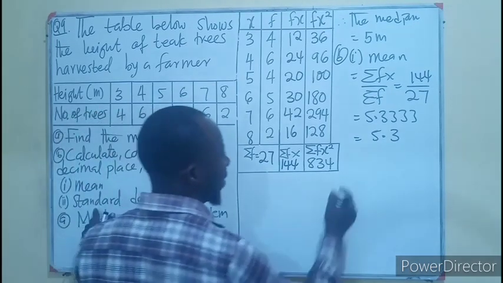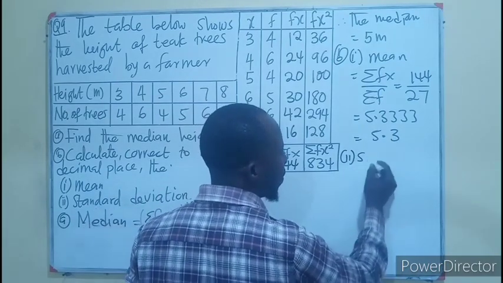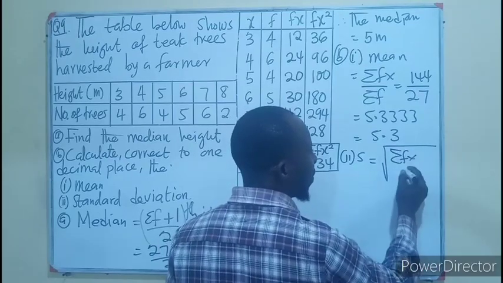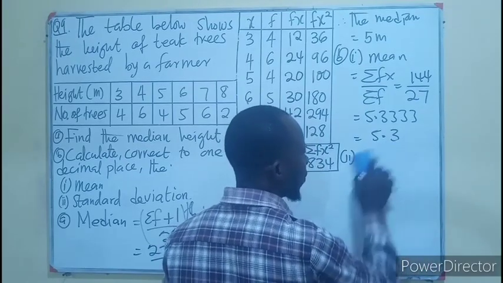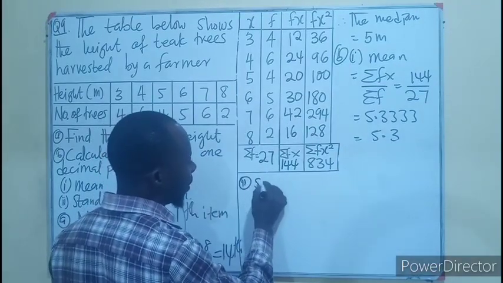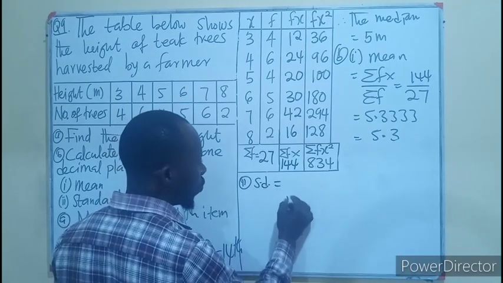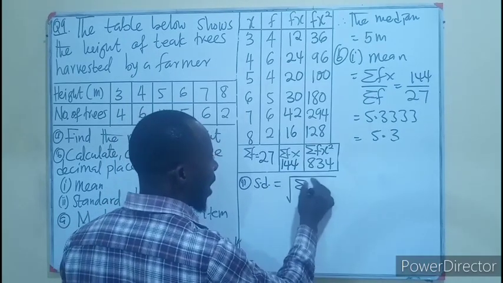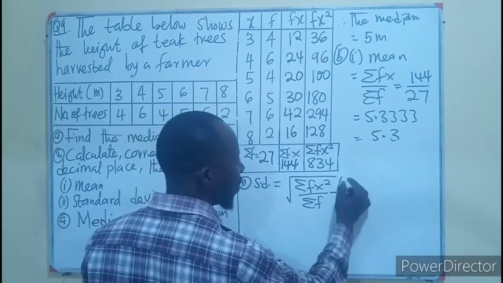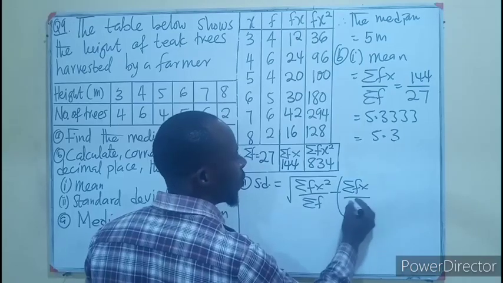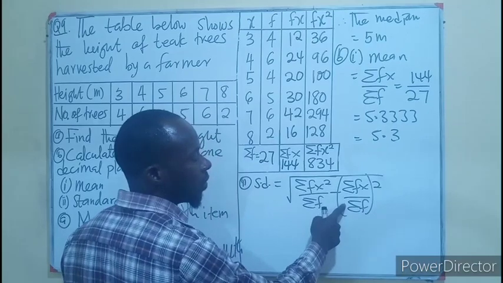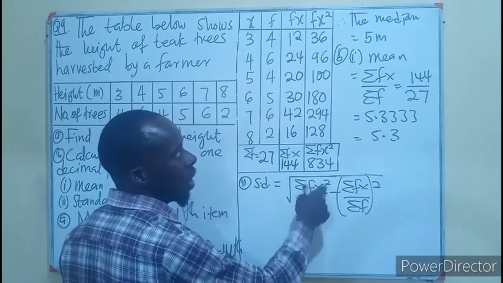Okay, then for the standard deviation, I'll use S is equal to the square root of sigma fx. Let me rewrite this. So we are going to have our standard deviation equal to the square root of sigma fx squared over sigma f, minus sigma fx over sigma f, all squared. This is the mean square. Then this is the sigma fx squared.